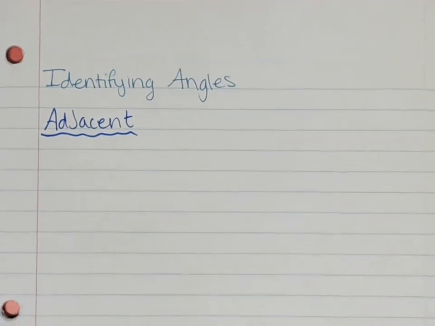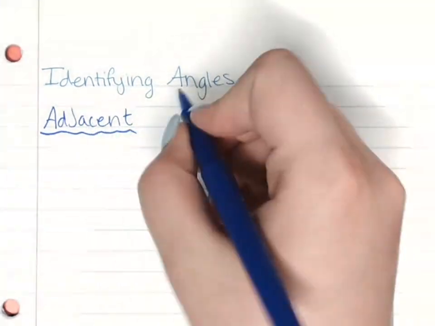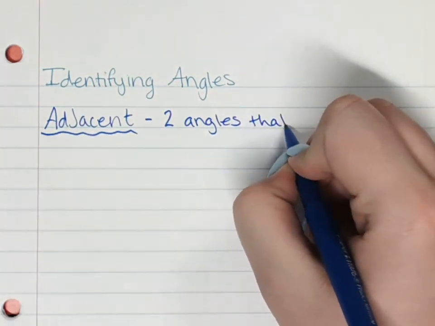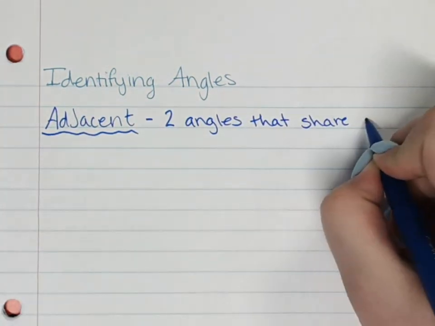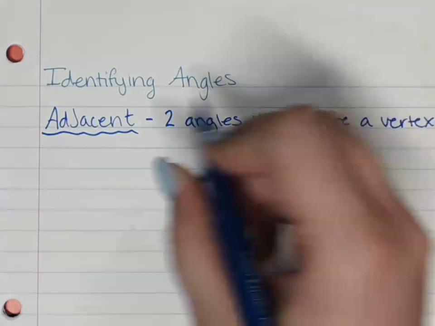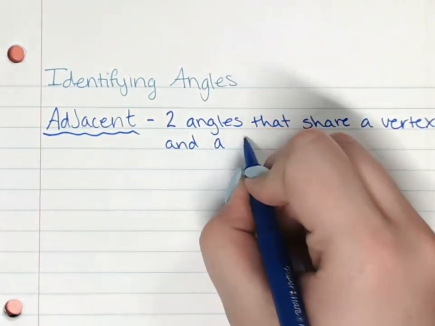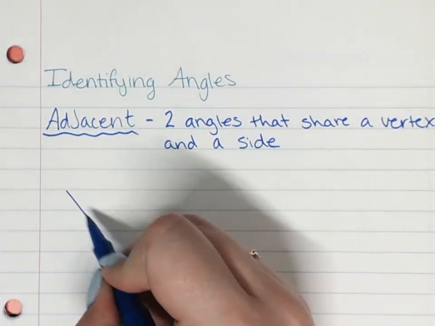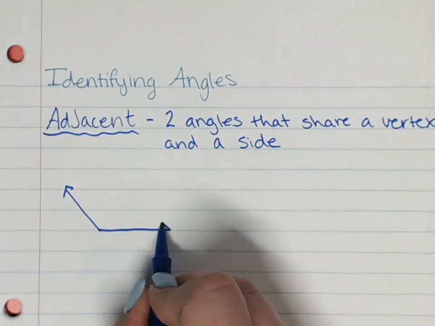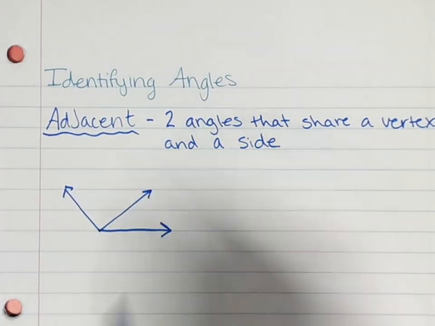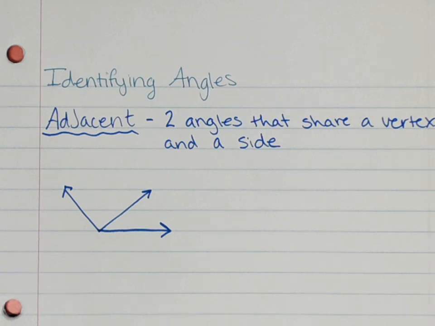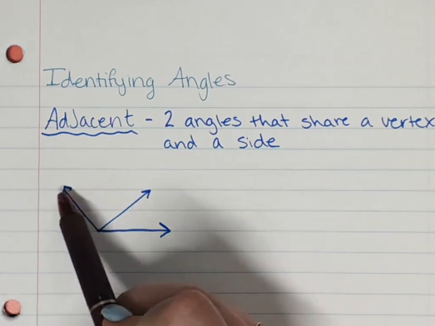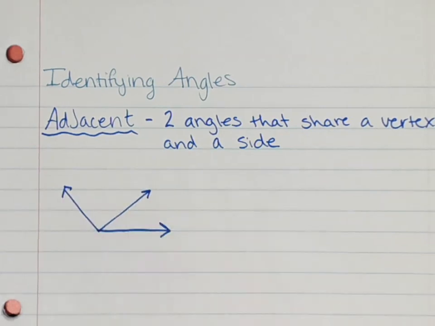Okay, so adjacent angles. There are two angles that share a vertex and a side. Okay, so what I mean by this, if I draw an angle like that, and then I have a line in the middle here. This angle right here, this angle and this angle are adjacent.